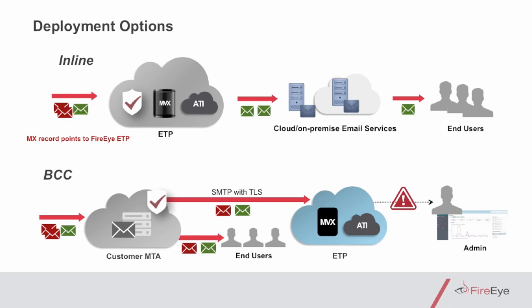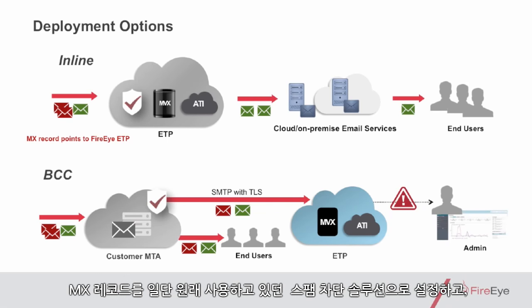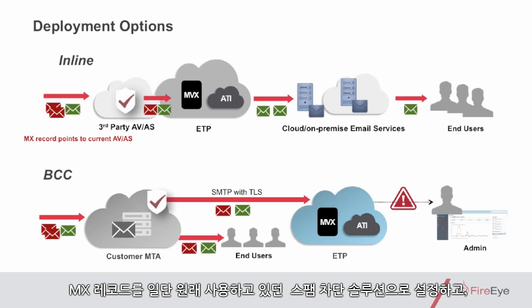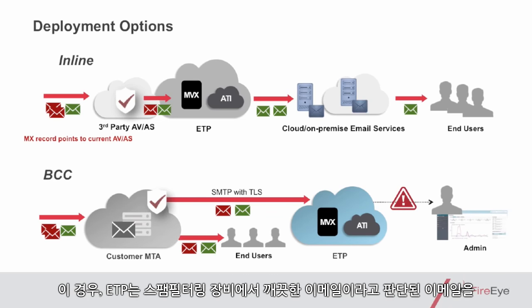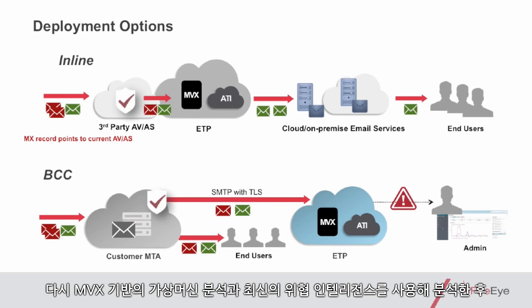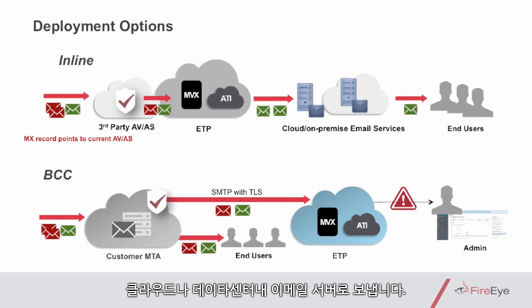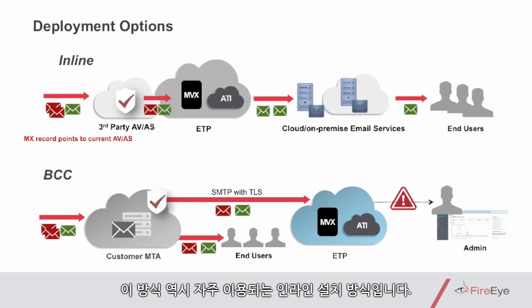Many of our customers will continue pointing their MX record to their current antivirus and anti-spam solution, which will in turn have the next hop be directly to FireEye's ETP service, in which case we'll take the assumedly clean email, process it with our advanced analytics and advanced threat intelligence, and then simply pass it down to the cloud or on-premise email services. This is another very common, very popular inline deployment method.